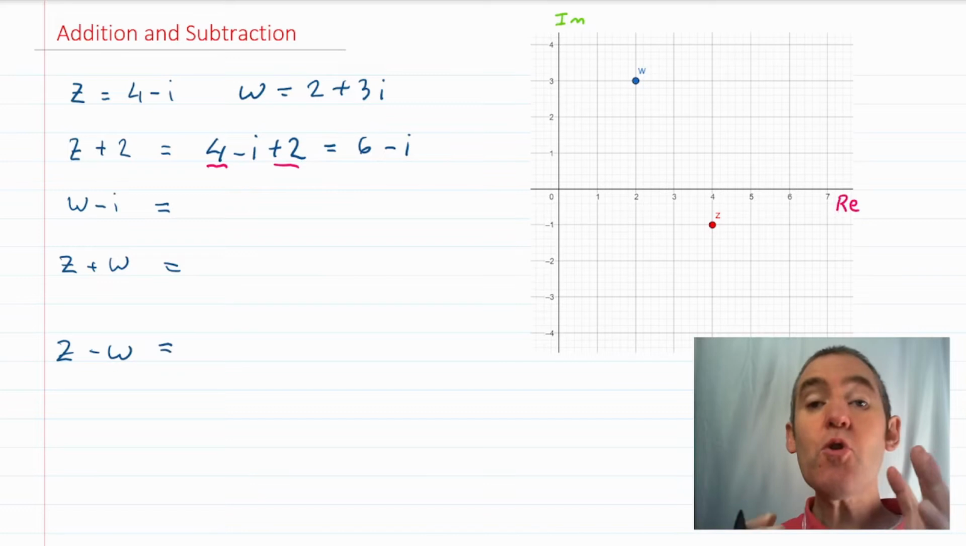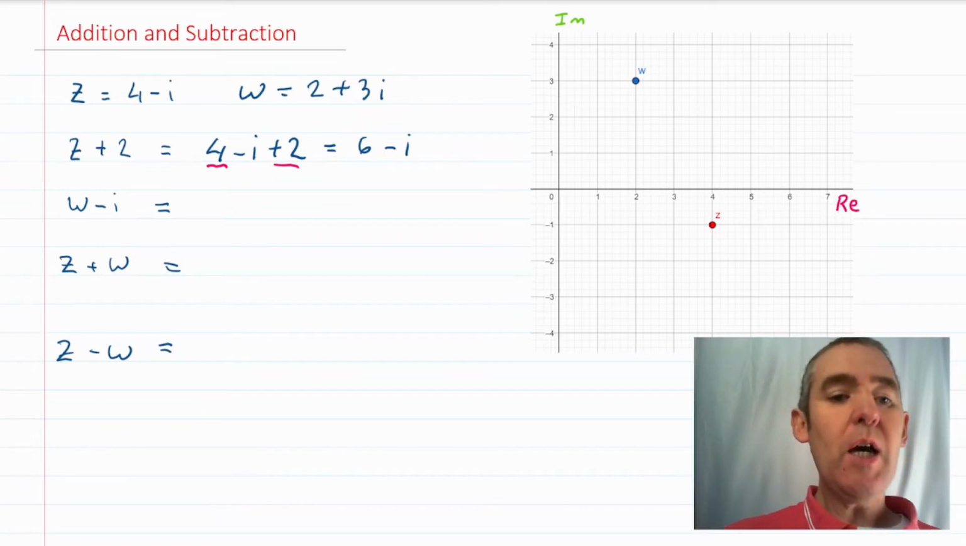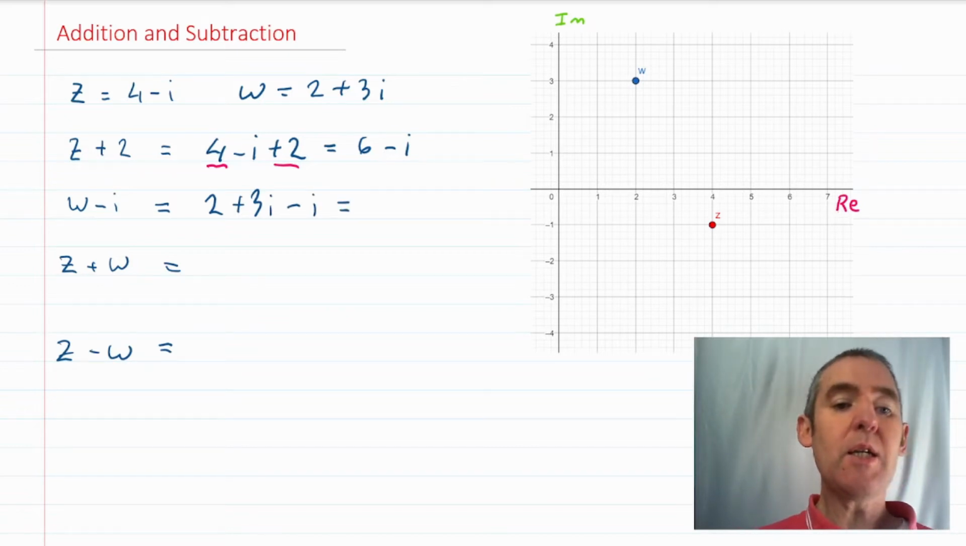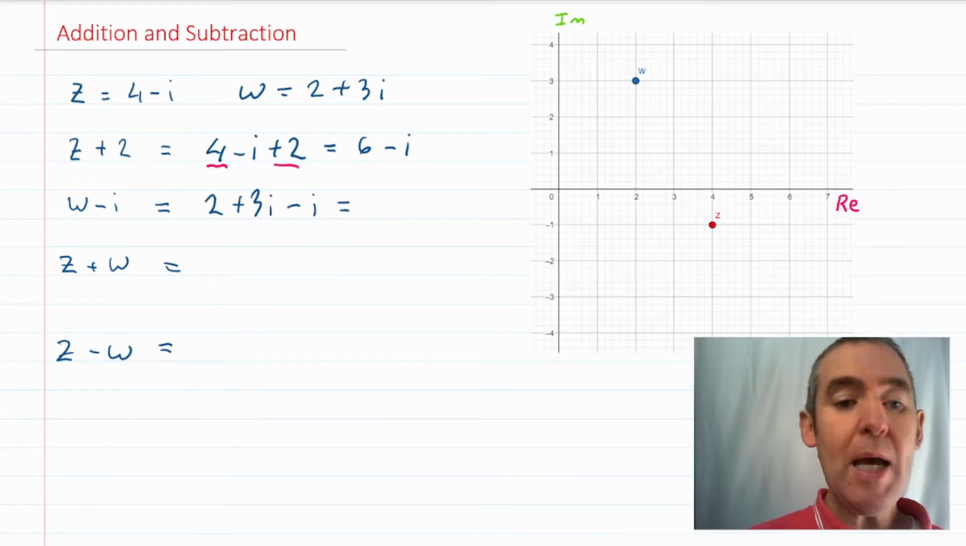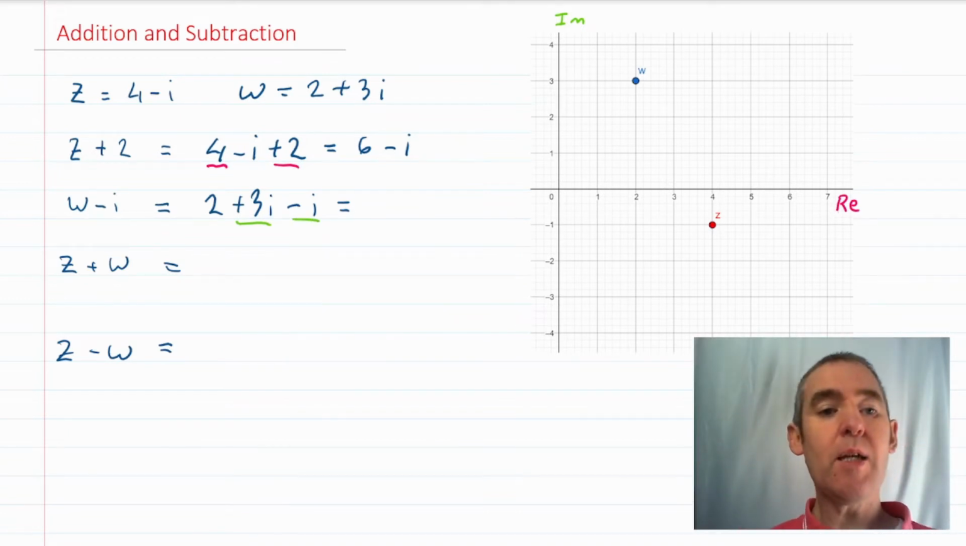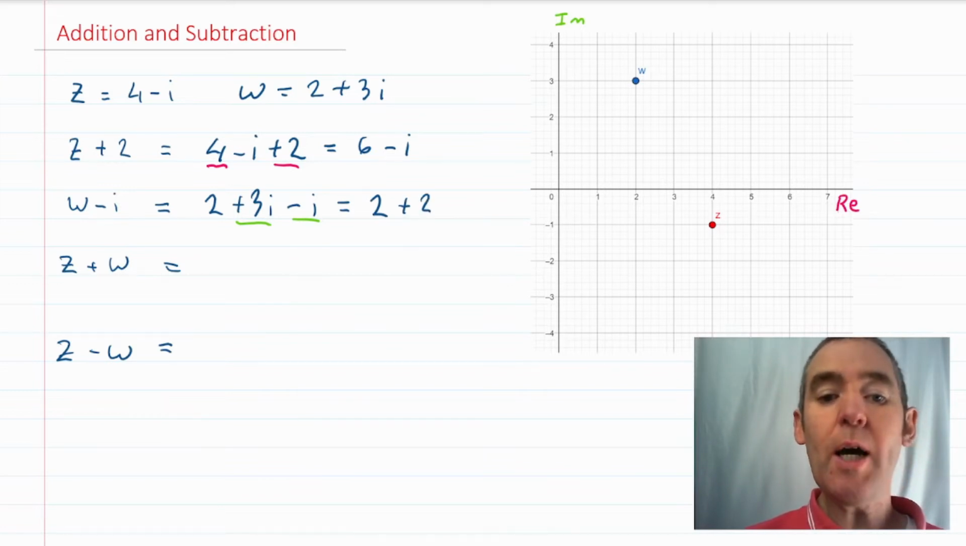What happens if we subtract or add an i, just an i by itself, to another complex number? So it's 2 plus 3i, that is w, minus i. In that case we're just going to look at the imaginary part of w, and subtract the i from that. So you end up getting 2 plus 2i.